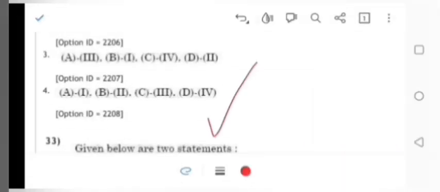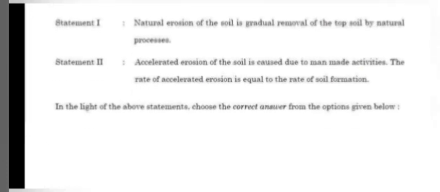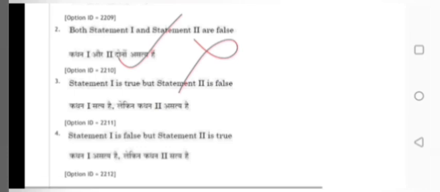Next, two statements are given. One says natural erosion of the soil is gradual removal of the topsoil by natural processes. Two says accelerated erosion of the soil is caused due to man-made activities. The rate of accelerated erosion is equal to the rate of soil formation. So 1 and 2 both are false. 2 will be correct, though it is false.